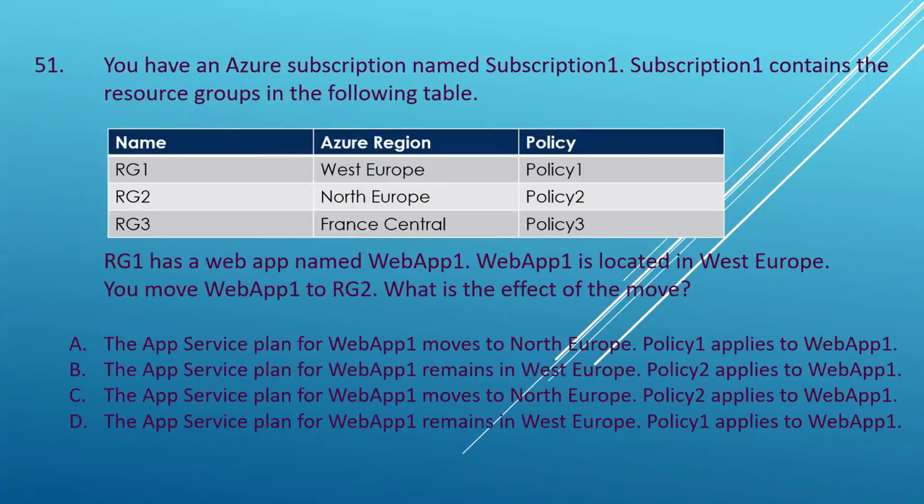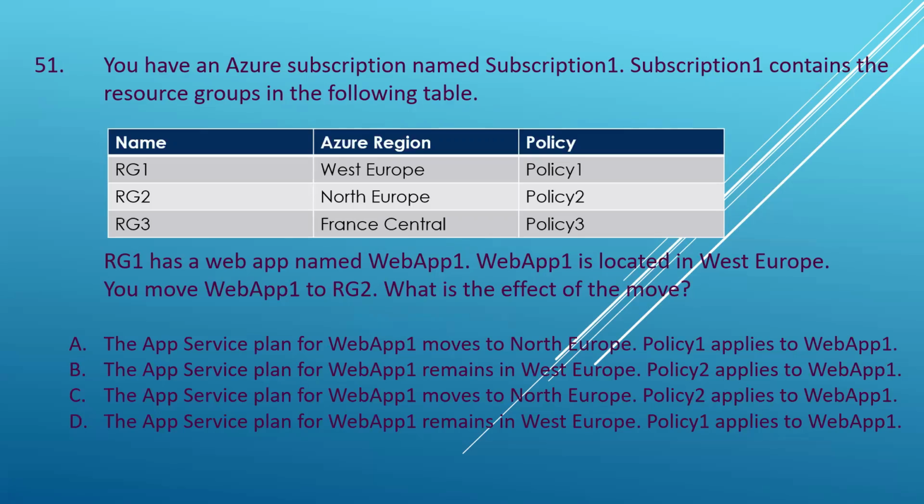You have an Azure subscription named Subscription 1. Subscription 1 contains the resource groups in the following table. Now, in the table, you have 3 resource groups named RG1, RG2, and RG3, and they are hosted in Azure regions, including West Europe, North Europe, France Central, and there are 3 policies named Policy 1, Policy 2, and Policy 3 applied to the respective resource groups. Resource group 1, which is RG1, has a web app named Web App 1. Web App 1 is located in West Europe. You move Web App 1 to RG2. What is the effect of the move?